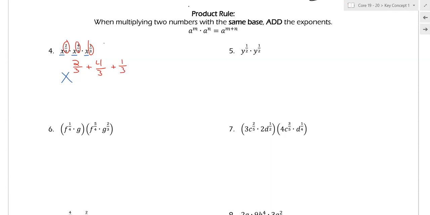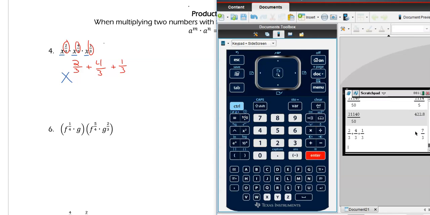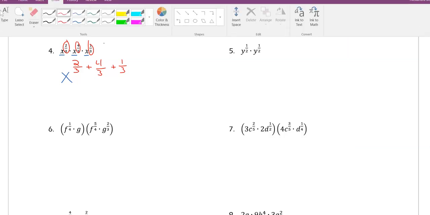Okay, so x to the 2/3 plus 4/3 plus 1/3. If you feel very confident adding fractions, go ahead and add your fractions. Otherwise, you can always pull up your calculator. 2/3. And I just do 4 divided by 3, right, as 4/3. 1 divided by 3 for 1/3. Okay? And we get 7/3.